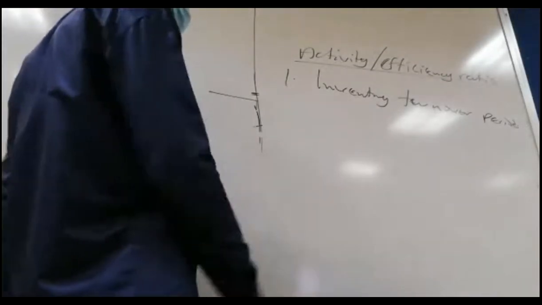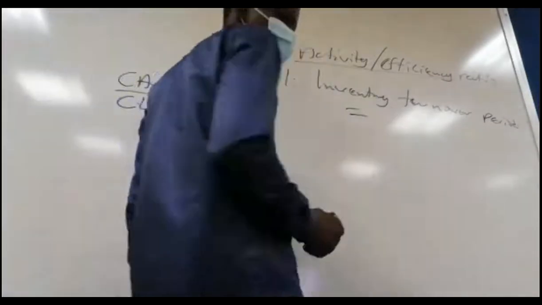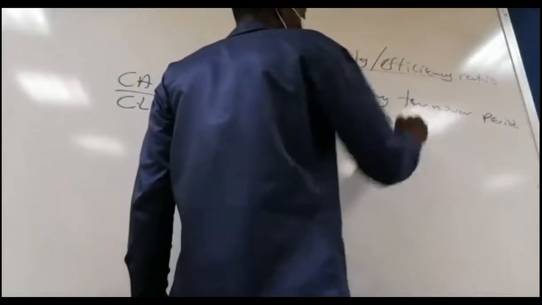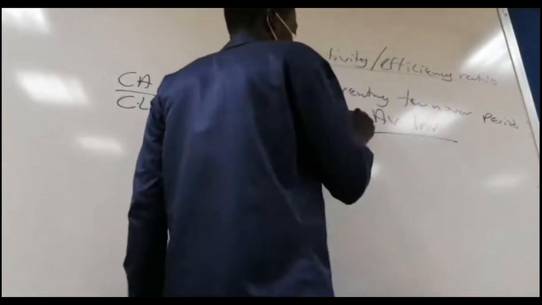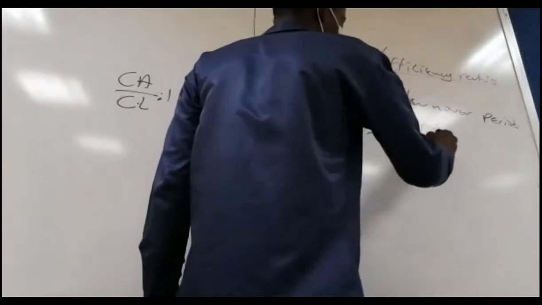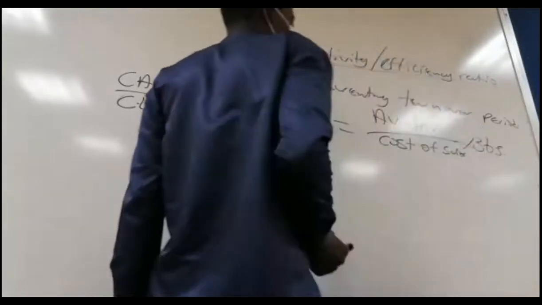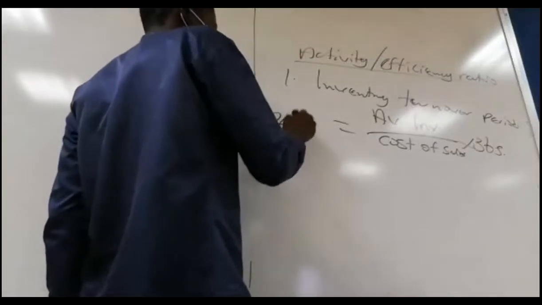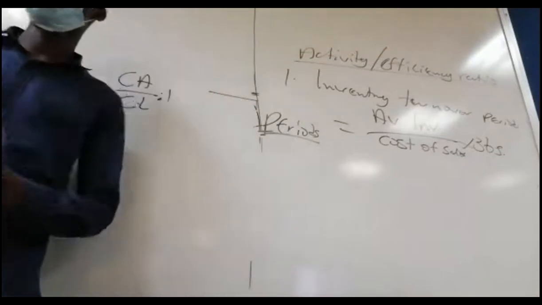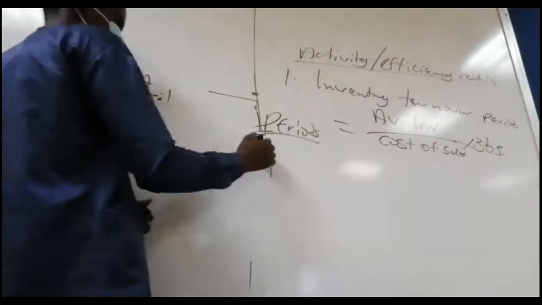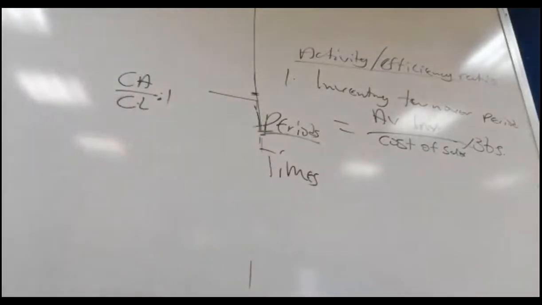So that is the inventory turnover period. The formula is equal to your average inventory over cost of sales, times 365. This one we call period. You can measure inventory turnover in periods. We also have it in times.